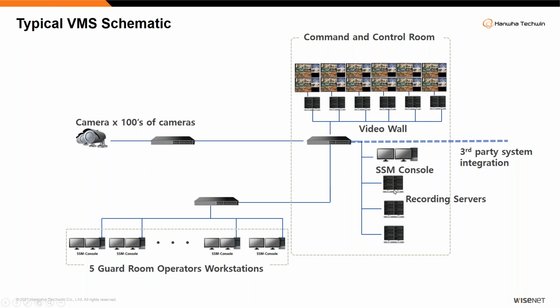Then the recording servers can have built-in storage called DAS storage, or the recording servers can have external storage from NAS or SAN. How many cameras are being recorded? That depends on the recording server. If I buy a Xeon processor with 32 GB RAM, I could probably record up to 300 cameras.